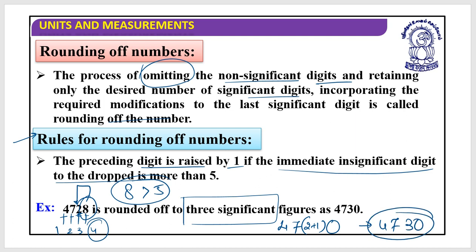Now look at this. How many significant digits does 4730 contain? As we know, all the zeros that come at the very end are non-significant. So only 4 is significant, 7 is significant, and 3 is significant. So yes, our target is achieved. We required only 3 significant figures. So this is the first rule.